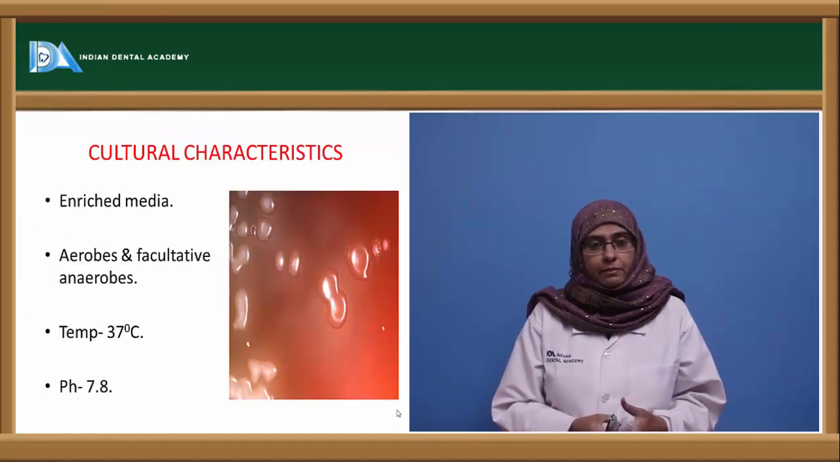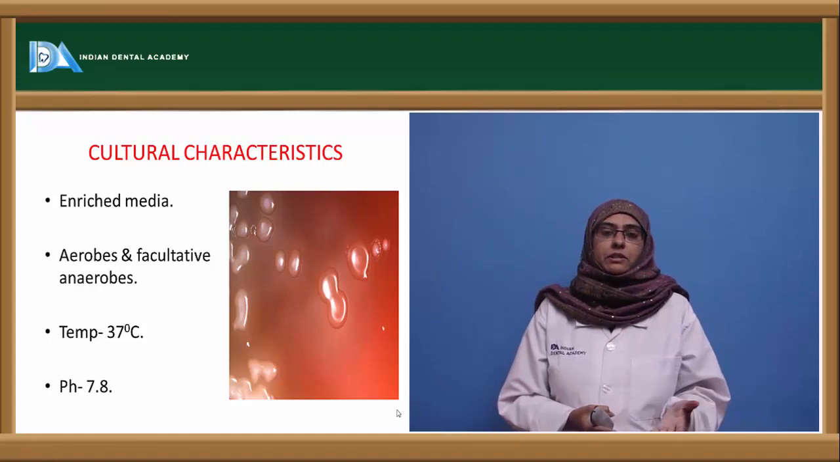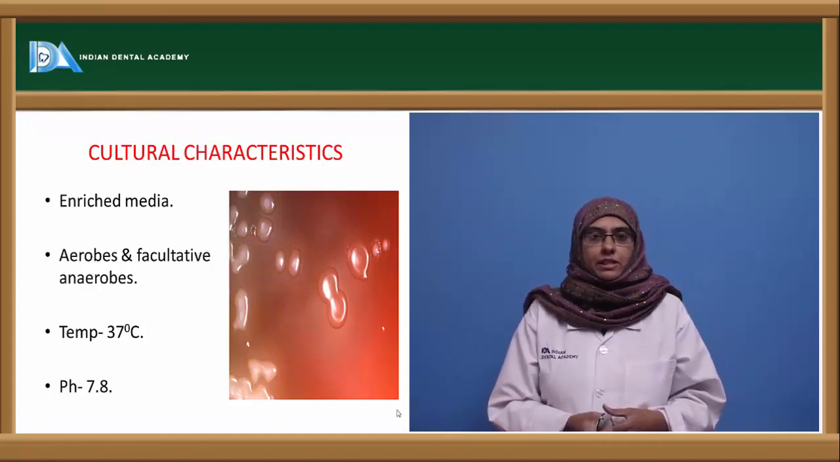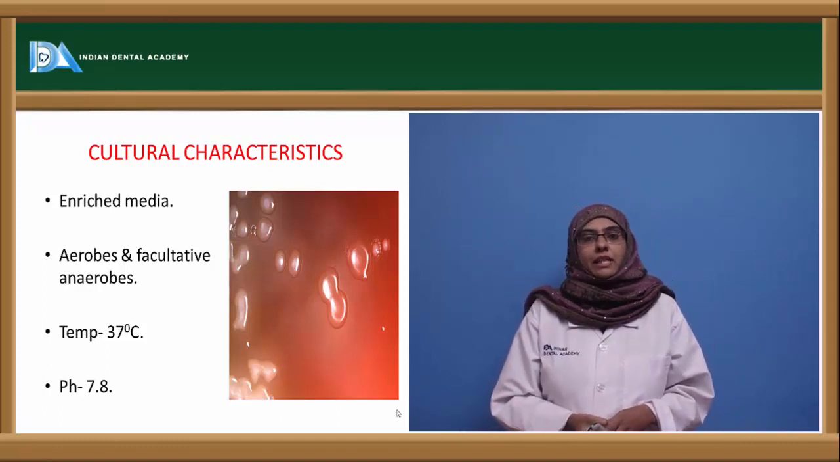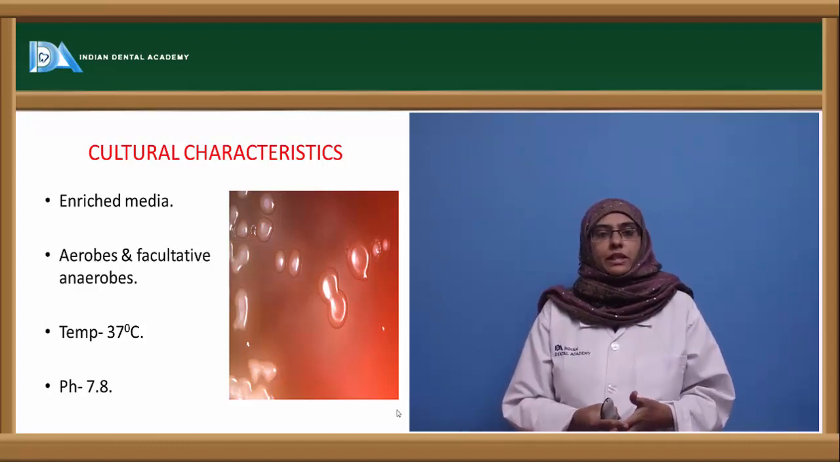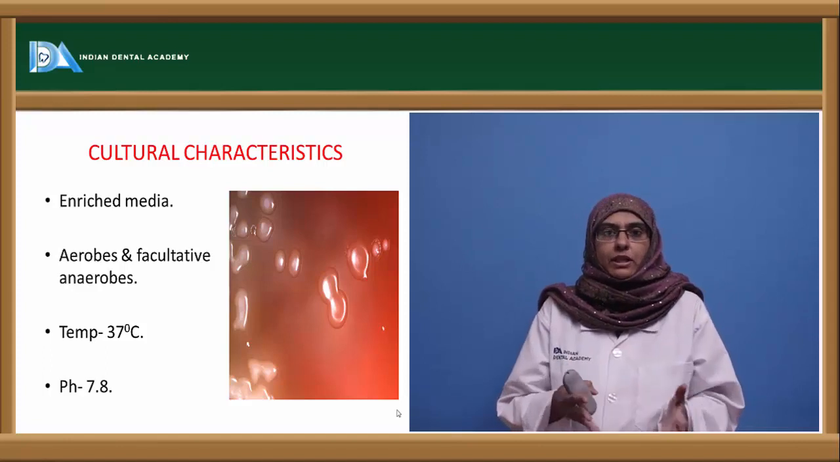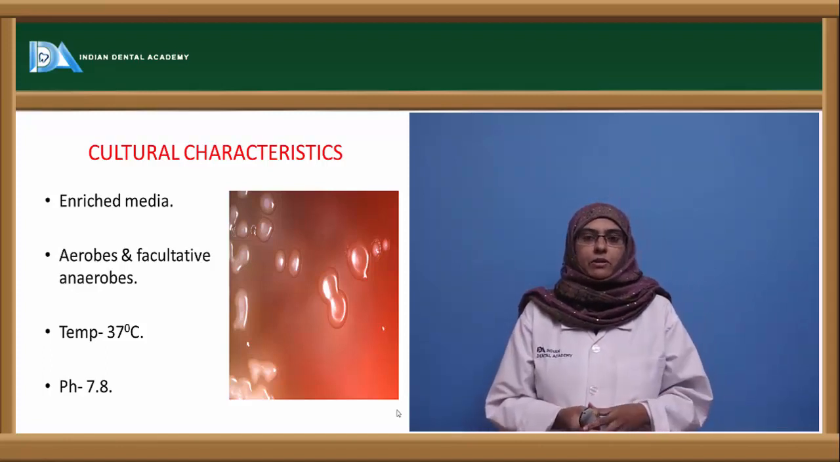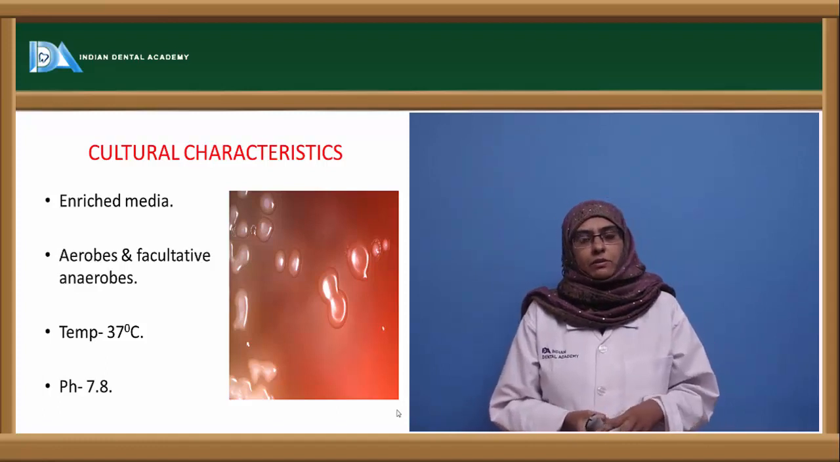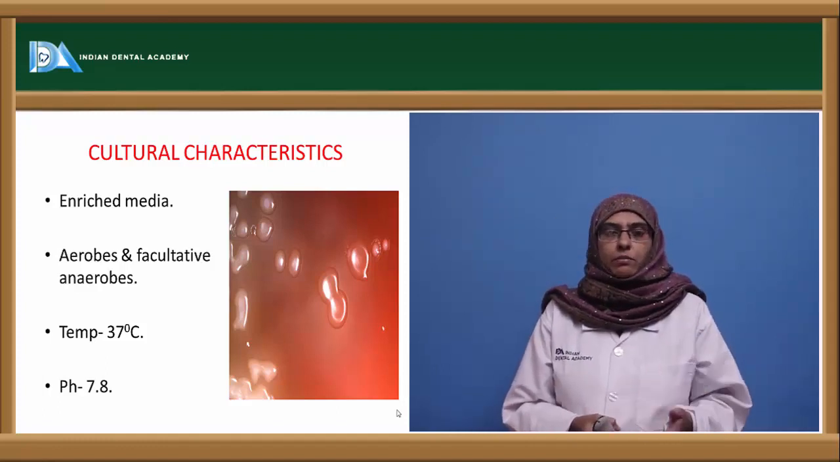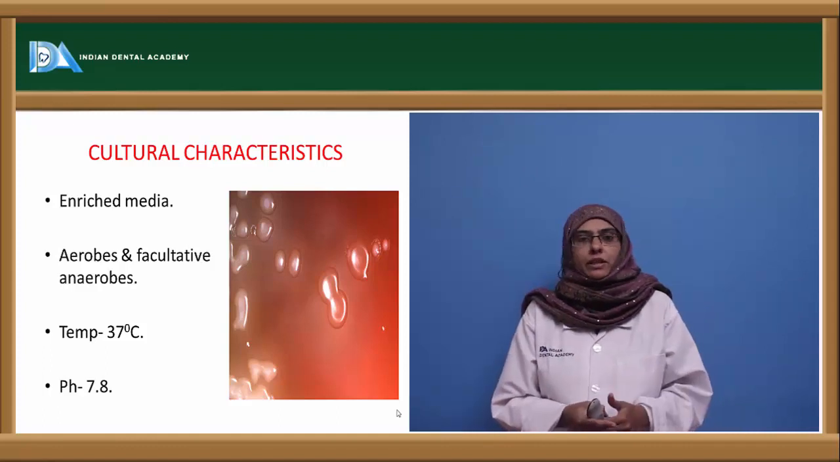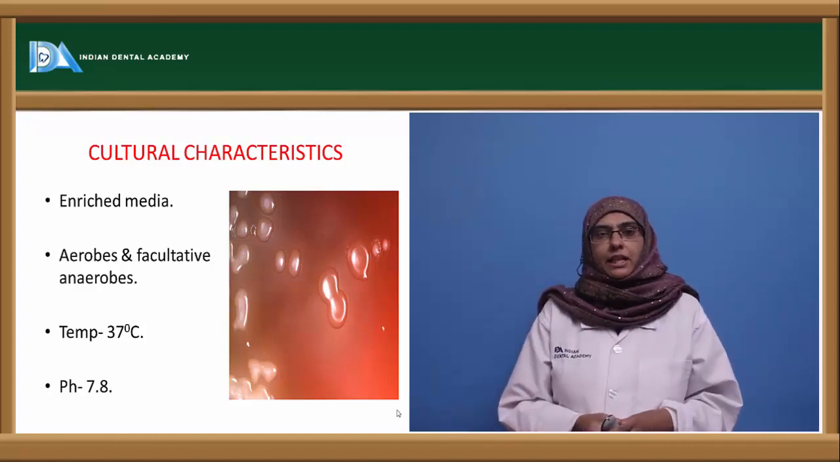The capsular material can be demonstrated with the help of different special staining techniques, which help to identify this organism in the culture media. Coming to the cultural characteristics, that is, how these organisms behave on a particular culture medium, the nutrition provided to the microorganism. These organisms cannot be easily grown on a normal medium, but have to be provided with special ingredients to isolate them. Such a medium is called an enriched medium.